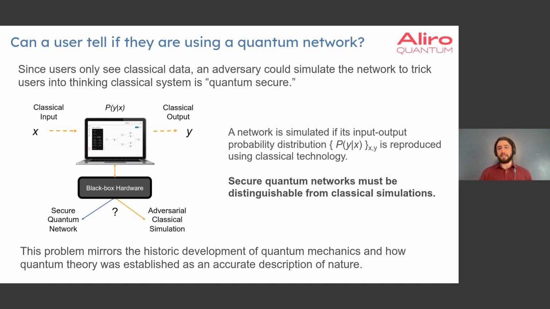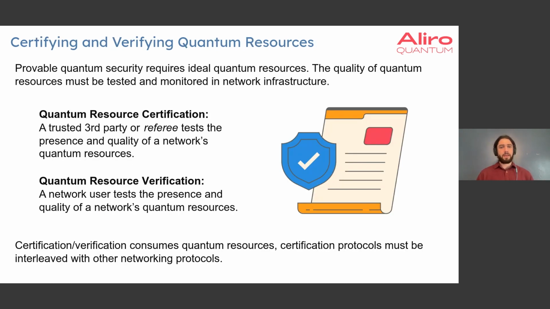And the interesting thing is that this problem actually mirrors the historic development of quantum mechanics. The way that we were able to tell that entanglement exists in nature can actually be applied to quantum networks to know if entanglement is being used in entanglement network-based infrastructures. So our main focus is, how do we certify quantum resources in quantum networks? Here, provable quantum security requires that your network has ideal quantum resources. So we want to be able to tell that we have a quantum network under the hood rather than some classical simulation thereof, which is insecure.